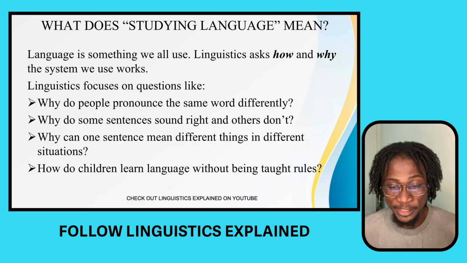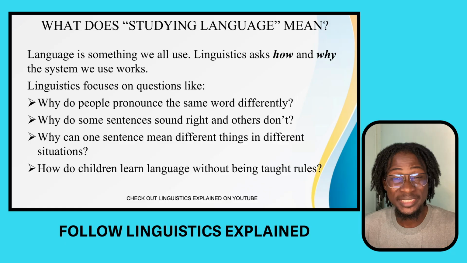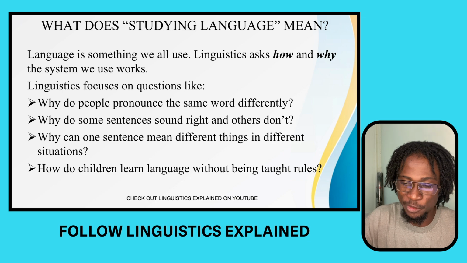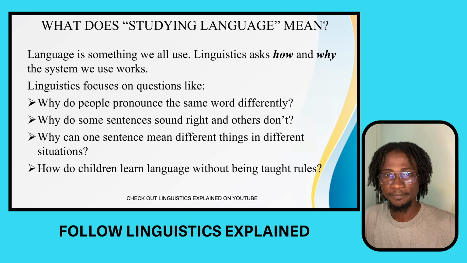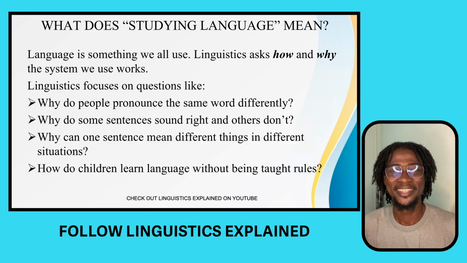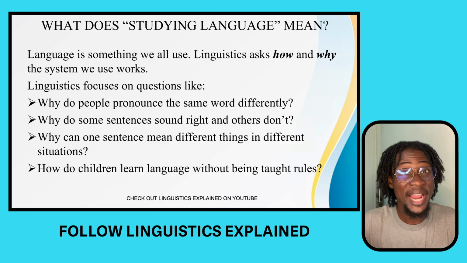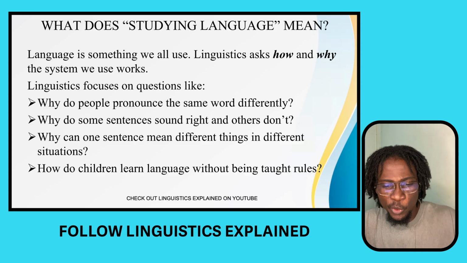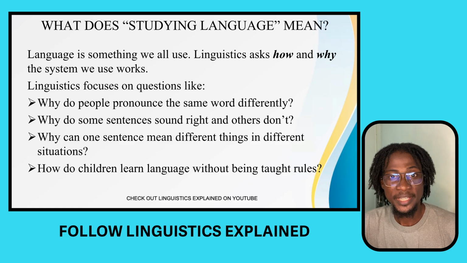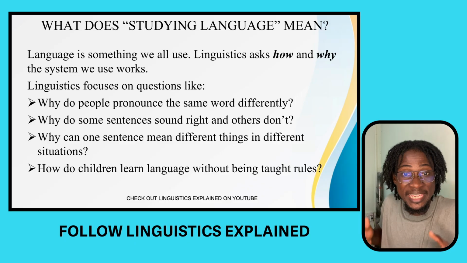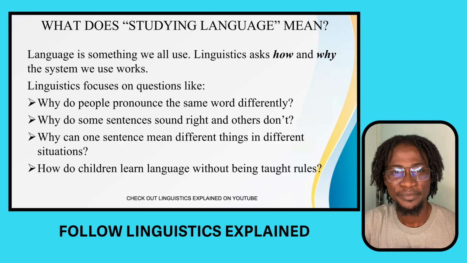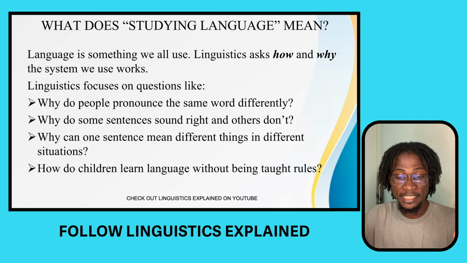So linguistics focuses on questions like, why do people pronounce the same words differently? Why do some sentences sound right and others don't? Like the example I just gave, you can say "the boy is grown", you cannot say "the grown is boy". Why does it work that way? Or why doesn't it work that way? Why can one sentence mean different things in different situations? What might be a compliment here might not be a compliment over there. How does that work? These are some of the things that linguistics explores.